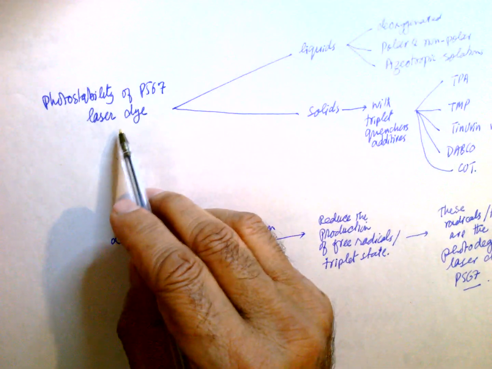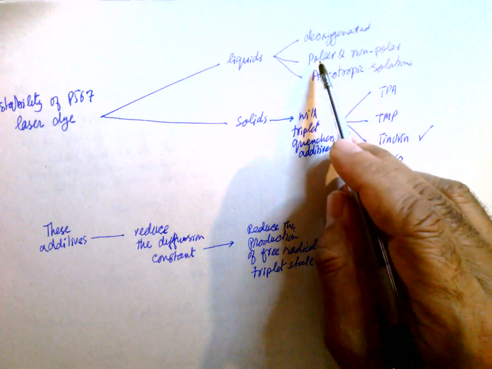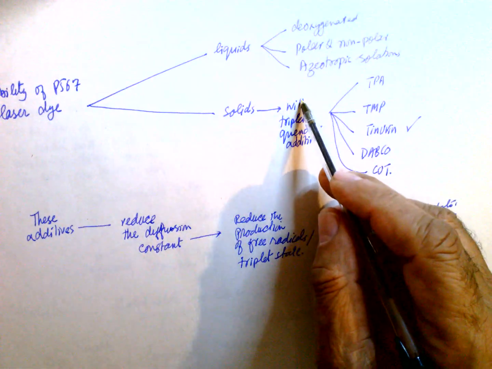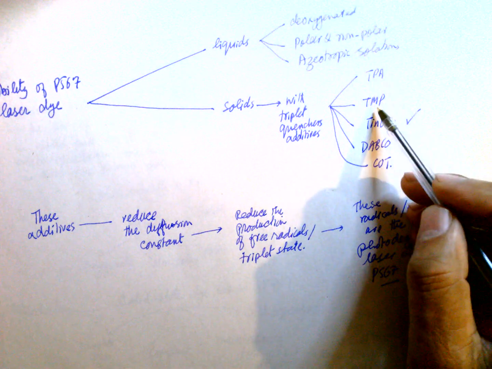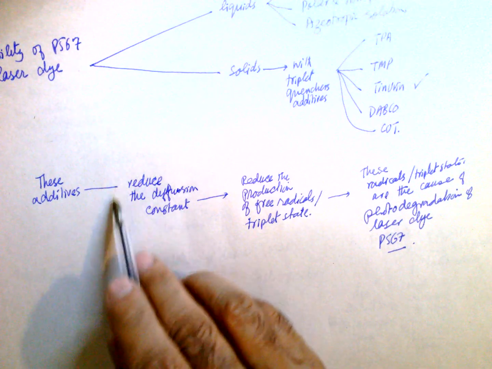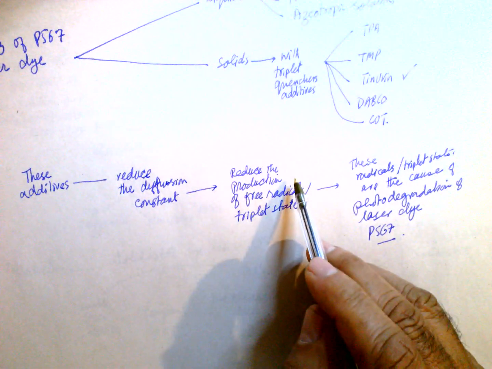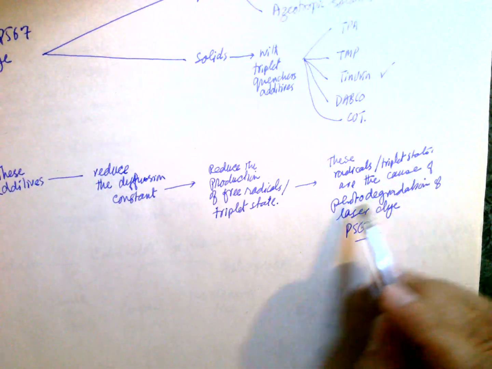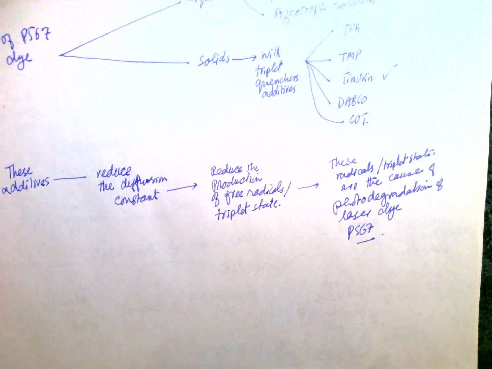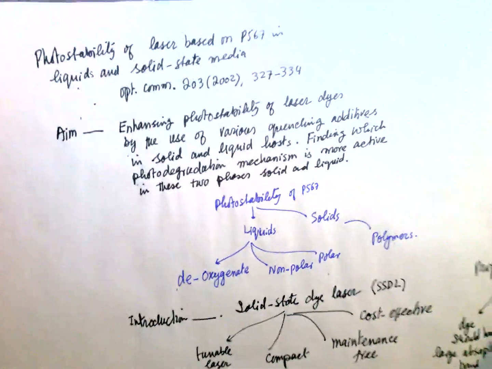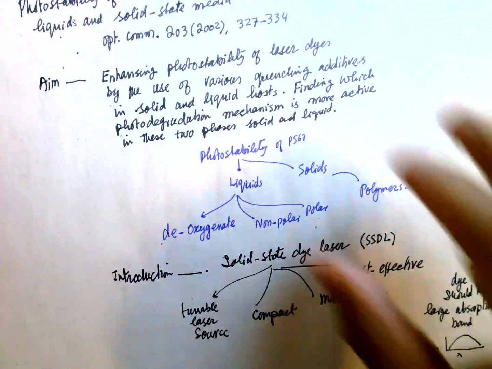So photostability of P567 laser dye: liquid, deoxygenated, polar, non-polar are the top three things we have seen. In solid, with the triplet quenching: TPA, TMP, DABCO, and COT. These additives reduce the diffusion constant and reduce the production of free radicals and triplet states. These radicals and triplet states cause the photodegradation of the P567 laser dye. So this is the result. We have observed this, and we have achieved the highest photostable liquid and solids.